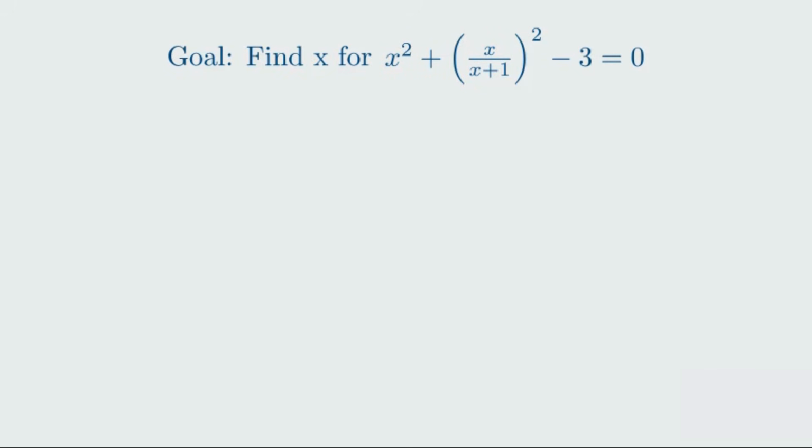At first glance, this might seem complicated because of the fraction and the squared terms. However, we can solve this using a technique called substitution. This method will allow us to simplify the equation into a much more familiar form. So, by the end of this video, you will be able to solve complex-looking equations by identifying key components and simplifying them through substitution. Our first step is to rearrange the equation to group similar terms.